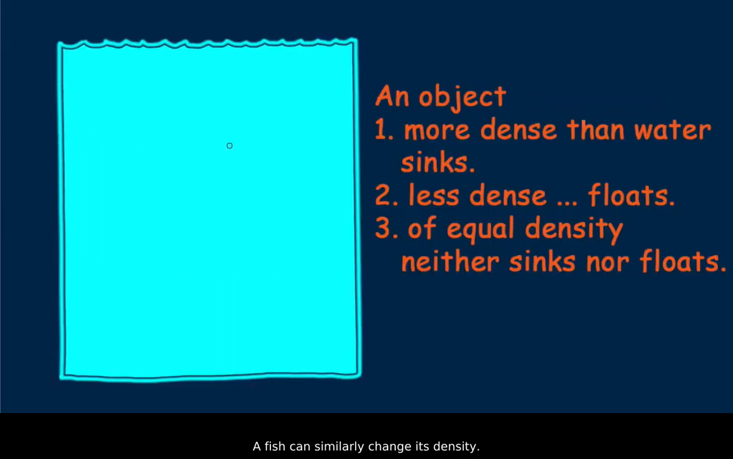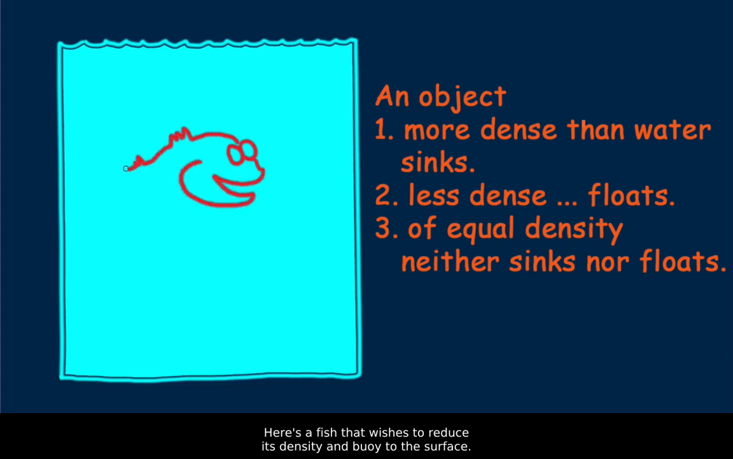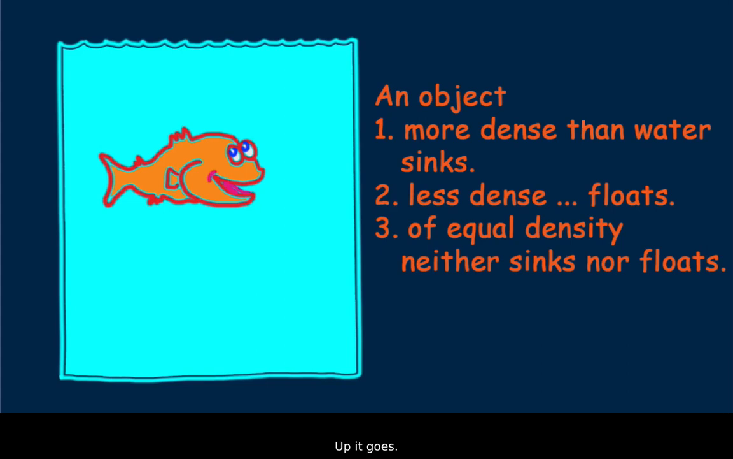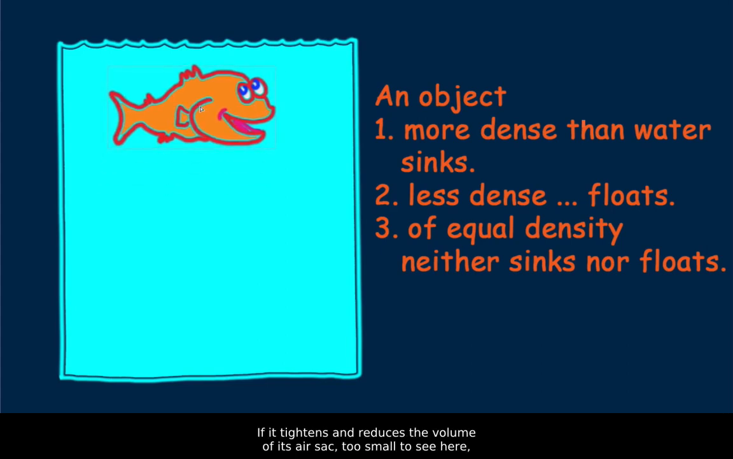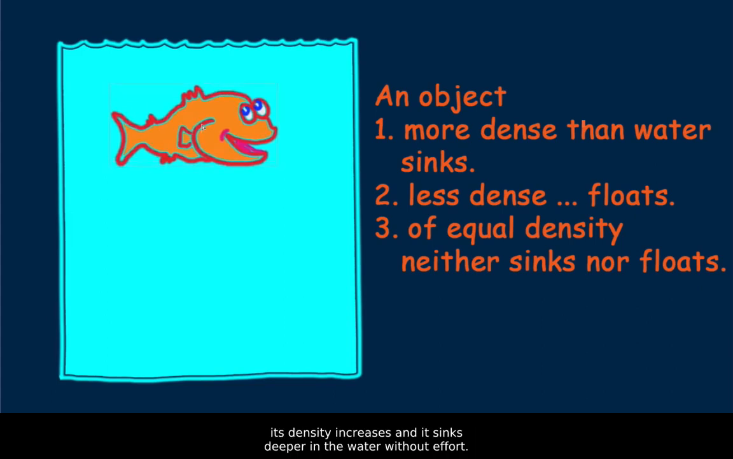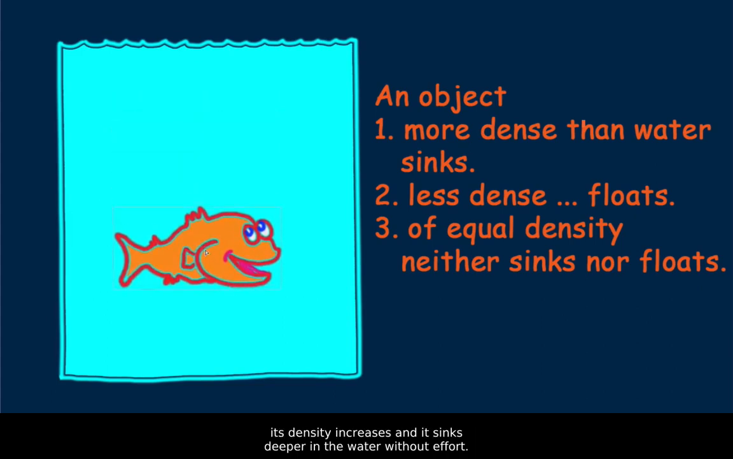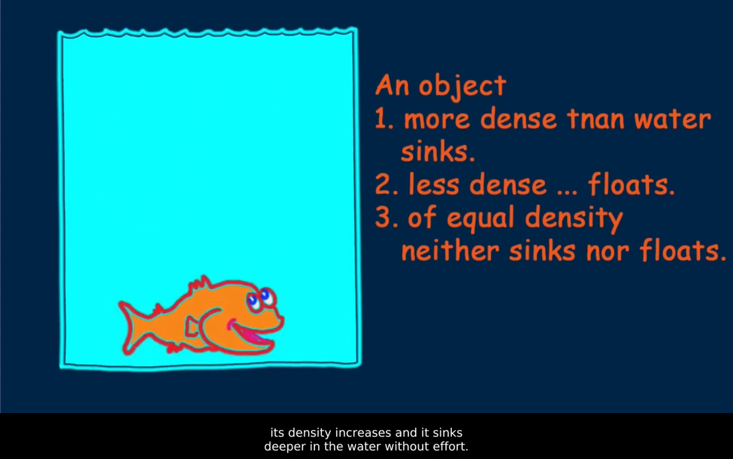A fish can similarly change its density. Here's a fish that wishes to reduce its density and buoy to the surface. What's it do? It expands its air sac and increases its volume a bit. Up it goes. If it tightens and reduces the volume of its air sac, too small to see here, its density increases and it sinks deeper in the water without effort.